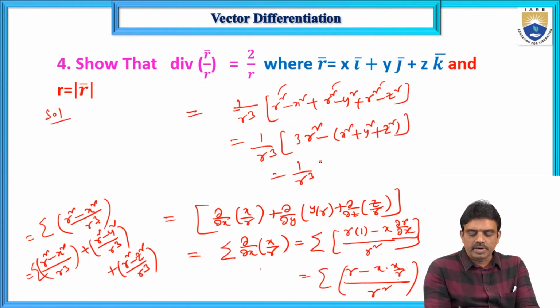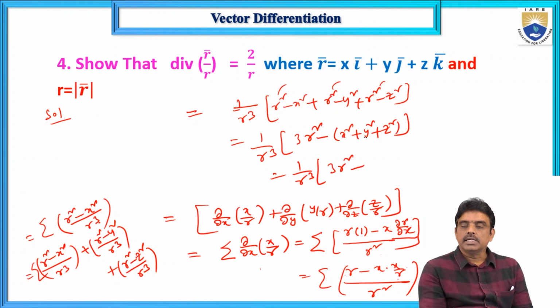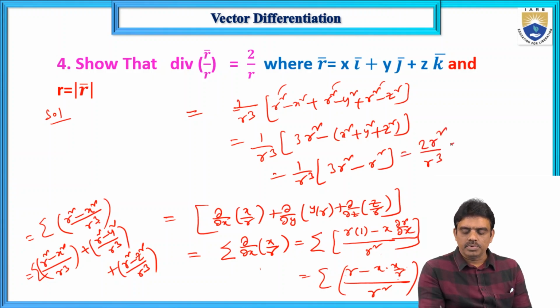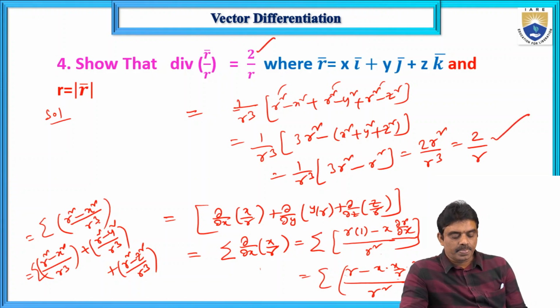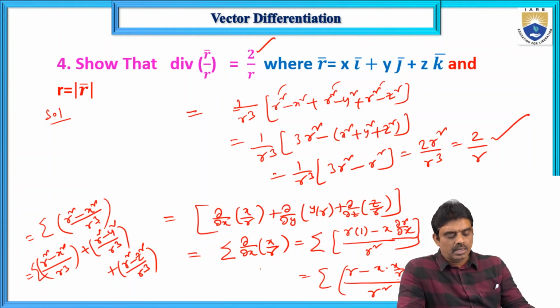But what is x square plus y square plus z square? It is r square. That is equal to 2r square by r cube, which is equal to 2 by r, the required RHS. The resultant is 2 by r. So there is just a small calculation here, other than that everything is as usual.